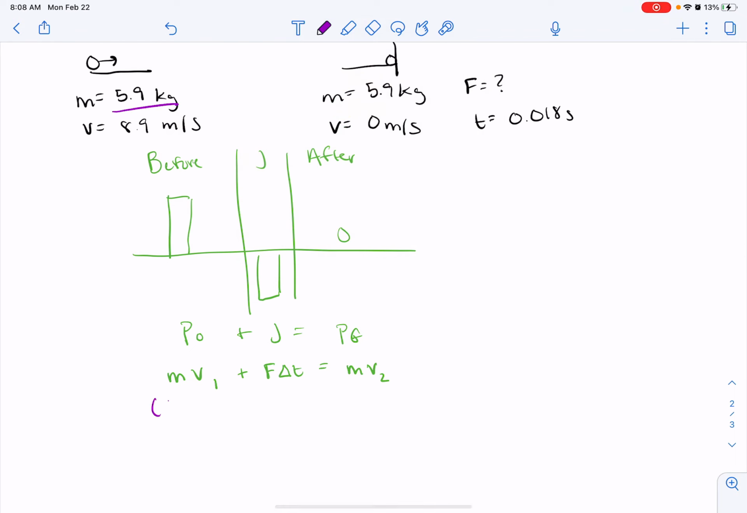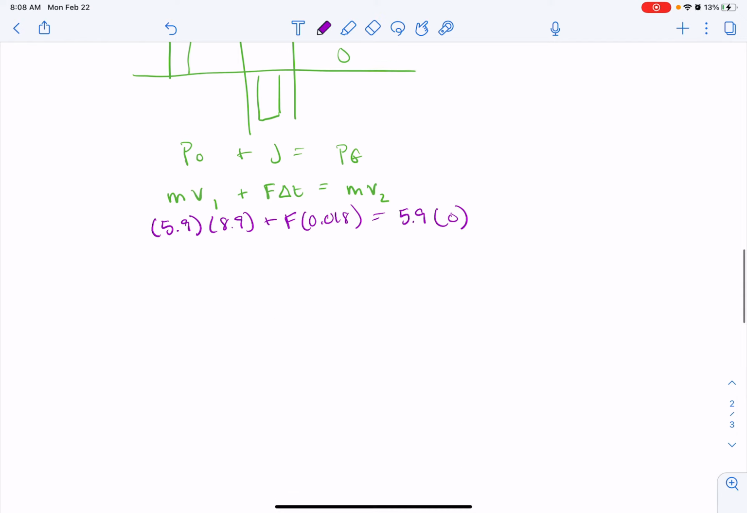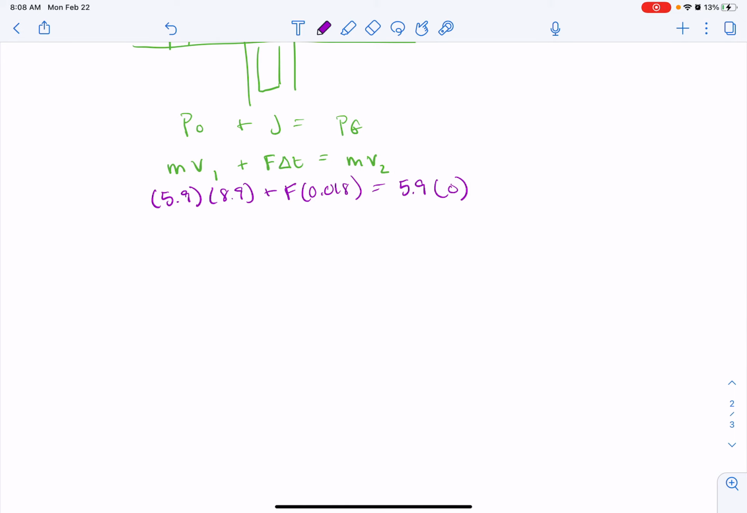Our mass is 5.9. Our velocity is 8.9 plus, I don't know my force, but I know my time, so I'm putting F times 0.018. Equals, this is our mass, 5.9, and our velocity is 0. And now we're just going to try and solve for F. So let's put this in a calculator. I do 5.9 times 8.9, and I get 52.51 plus 0.018F. And 5.9 times 0 is 0.